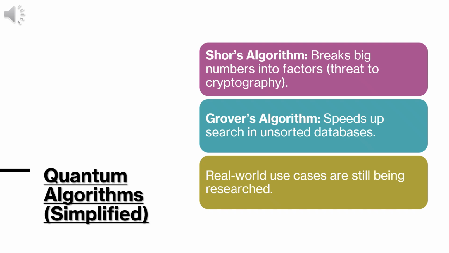Quantum algorithms are special instructions made for quantum computers. Shor's algorithm is famous because it can factor large numbers fast, which could break today's encryption. Grover's algorithm helps search large databases more quickly, kind of like finding a needle in a haystack much faster. These algorithms show how quantum computing can solve certain problems better than any classical computer.